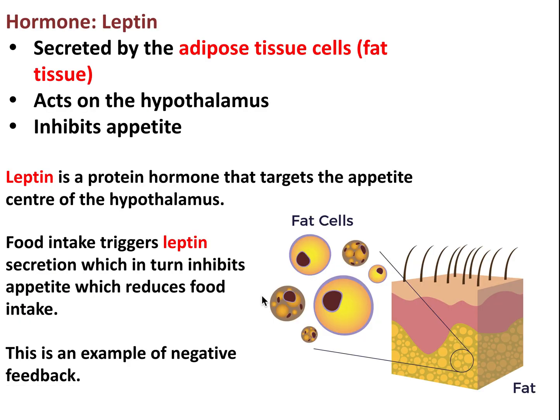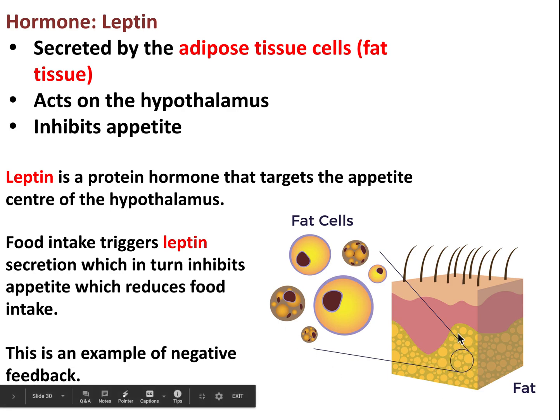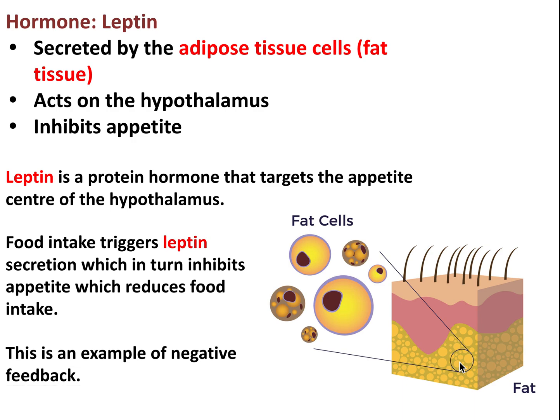Okay, another hormone we're going to talk about is leptin. Leptin is secreted by your adipose tissue cells, which are basically your fat cells. If you look at this picture here, it's below your skin. A few layers down into your skin are your fat cells. And the fat cells are basically triggered when they're full. They release the hormone leptin to tell your body to stop eating, to inhibit appetite.